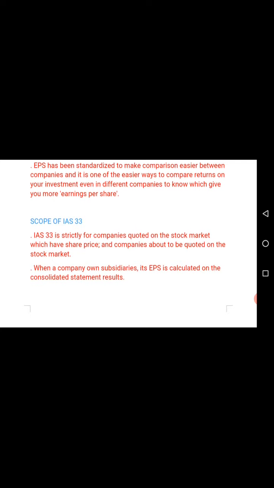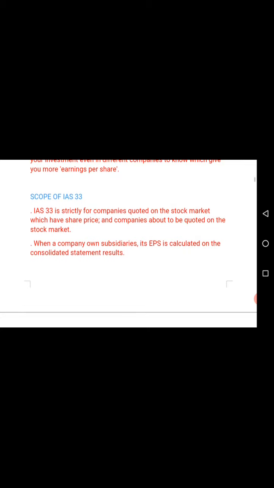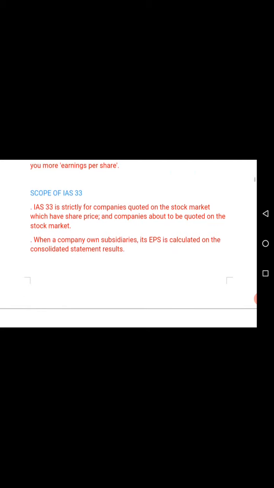Now, in line with financial reporting standards, the books of accounts have to be consolidated, presented together for both companies. It says when calculating EPS on companies that own subsidiaries, you'd calculate the EPS on the consolidated statement, not the separate accounts for both of them.